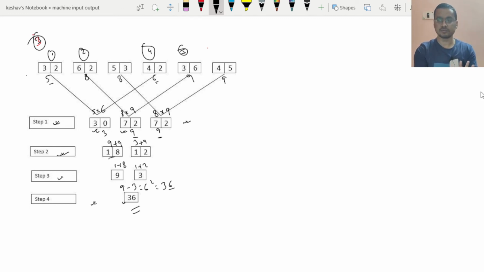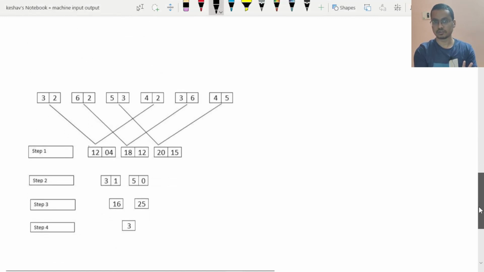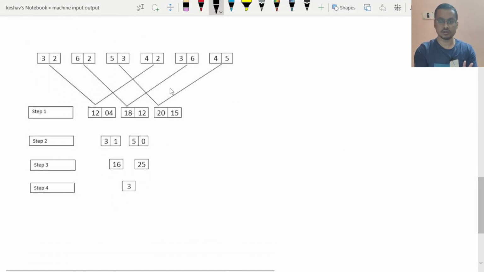Okay, now let's move to the next question. Question number 4, so this is our last question. You can see here the same input is there. Whatever input was taken in the previous question, the same input I am taking in question number 4 also. But the logic will be different here.